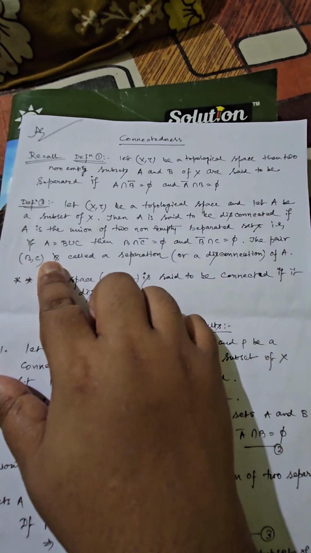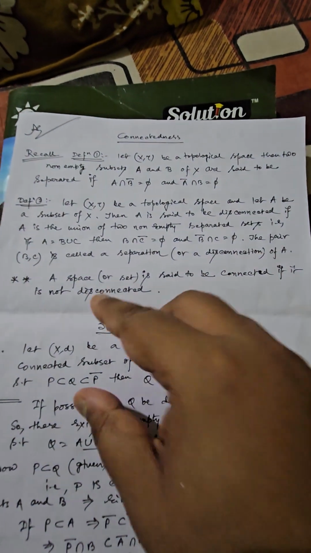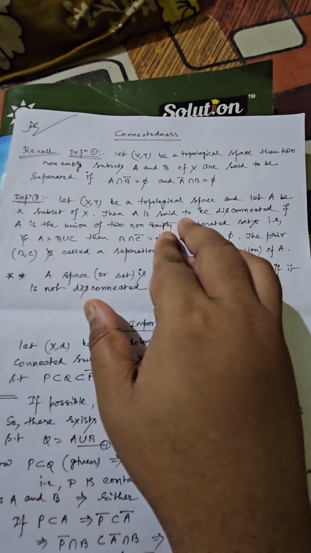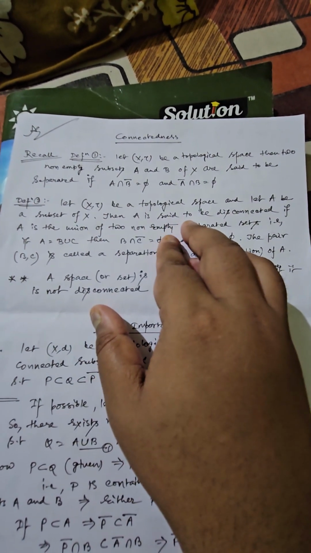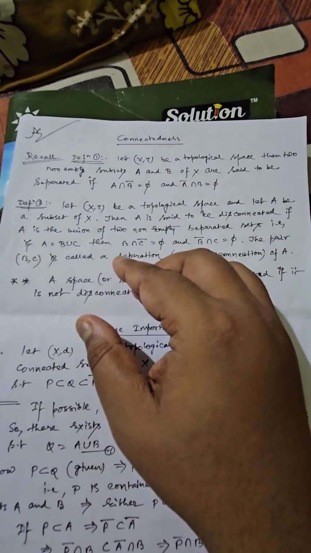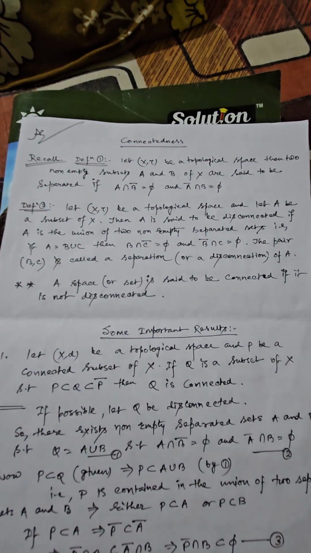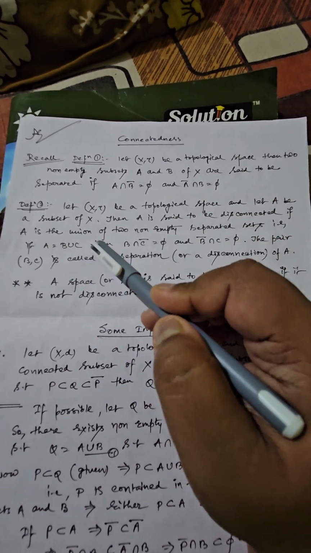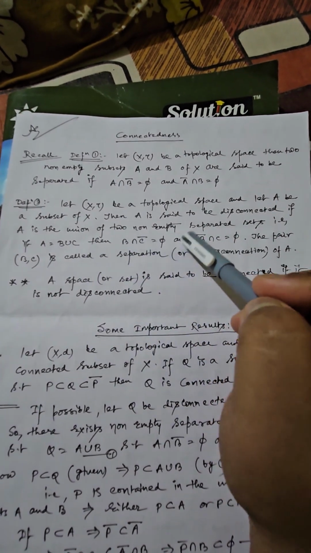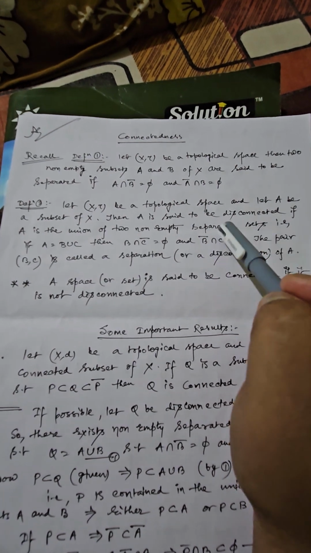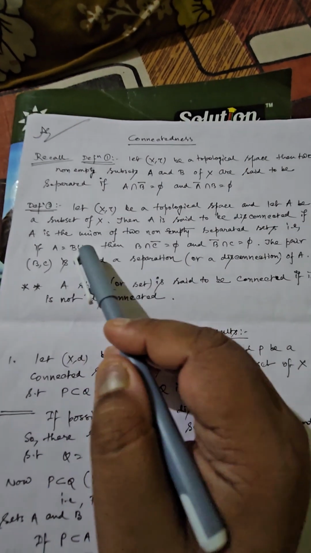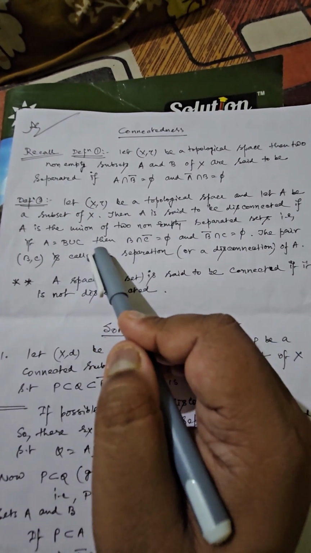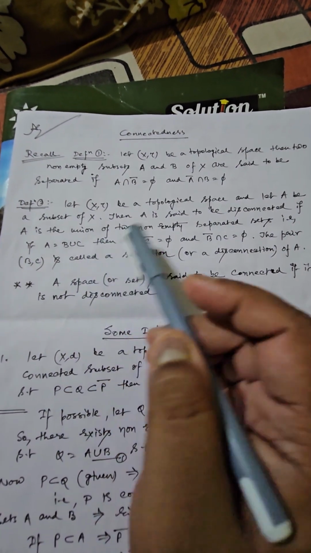Now you can see in definition 2 I have discussed the criteria of disconnected sets. As usual, consider (X, tau) a topological space. Let us choose any non-empty subset of X, say A. Then A can be termed a disconnected set if A can be expressed as the union of two non-empty separated sets. For example, you can write A is equal to B union C, but B and C are separated by definition.